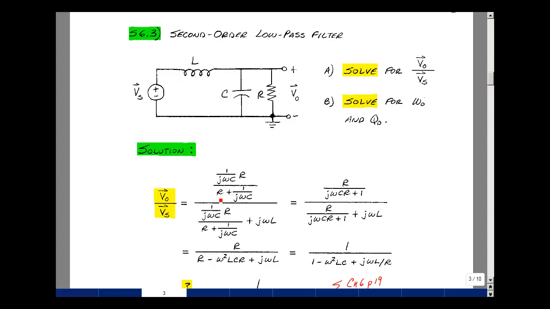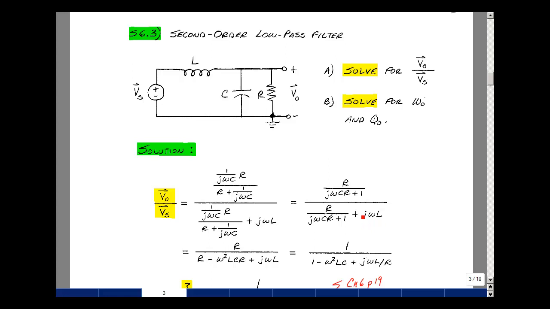We have j omega C times R, and then that would cancel with this negative 1. Likewise, in the denominator, j omega C multiplying through here just gives us R, and then this gives us j omega C times R, and this term becomes just 1. Now let's multiply through by the denominator of this term, which is j omega C R plus 1. On the numerator, I just have R. In the denominator, this cancels, and I just get R. And now I multiply this by this term.